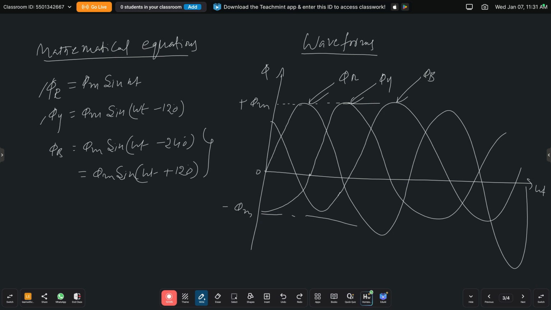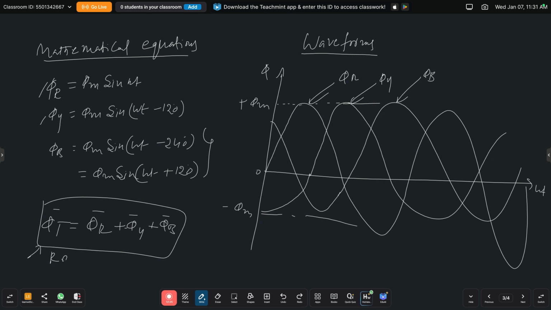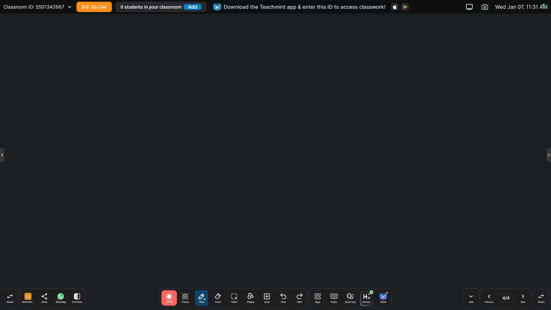So we will calculate what is the total flux. This total flux is nothing but our required rotating magnetic field. So phi T is equal to the vector sum of phi R plus phi Y plus phi B. This total flux is the rotating magnetic field. It will rotate with constant magnitude and constant speed. So we will derive the total flux magnitude from these equations.